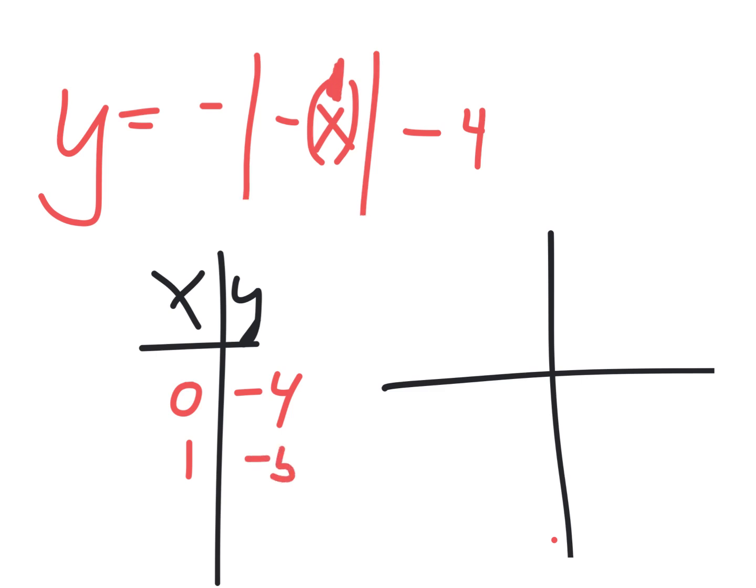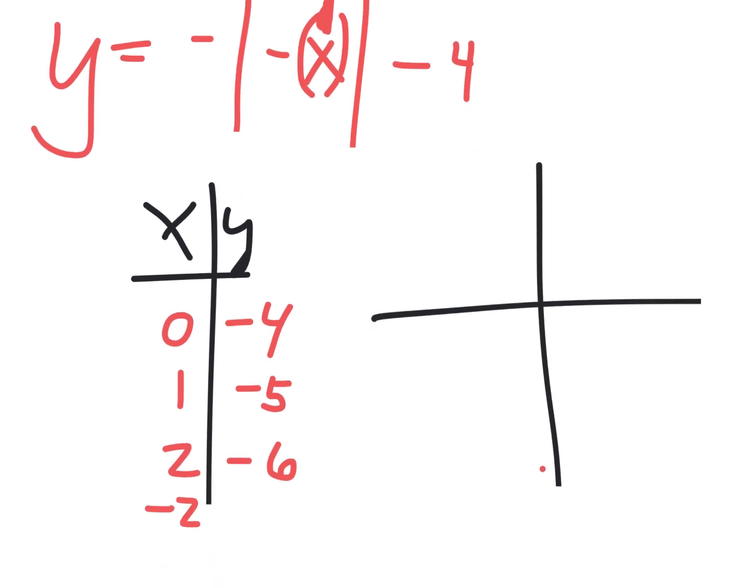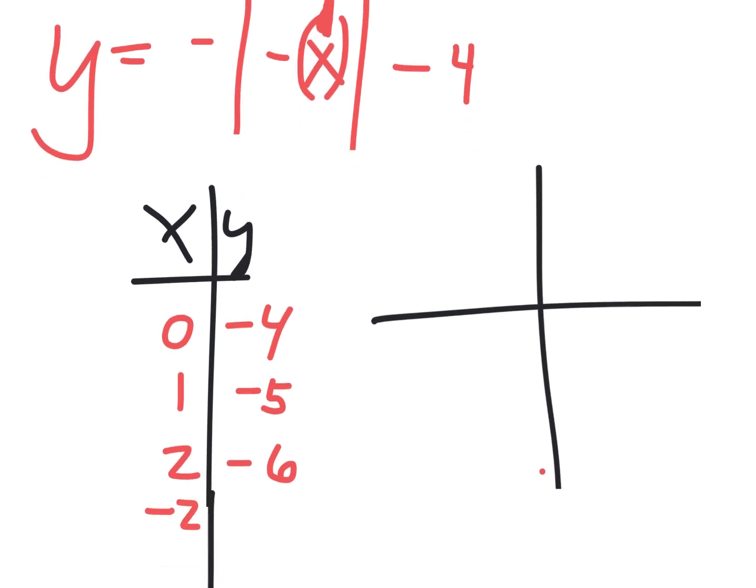Negative 5 is correct. If you didn't get that, go back and check yourself. What if I put in a 2? What'd you get? Negative 6. How about if I put in a negative 2? Again?